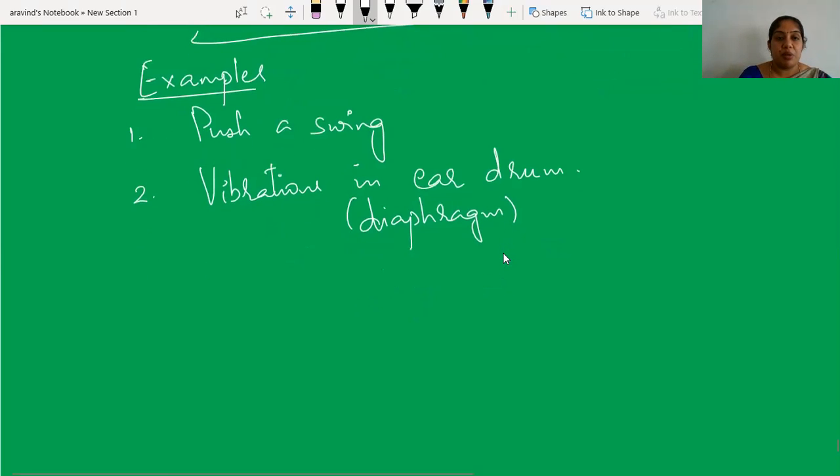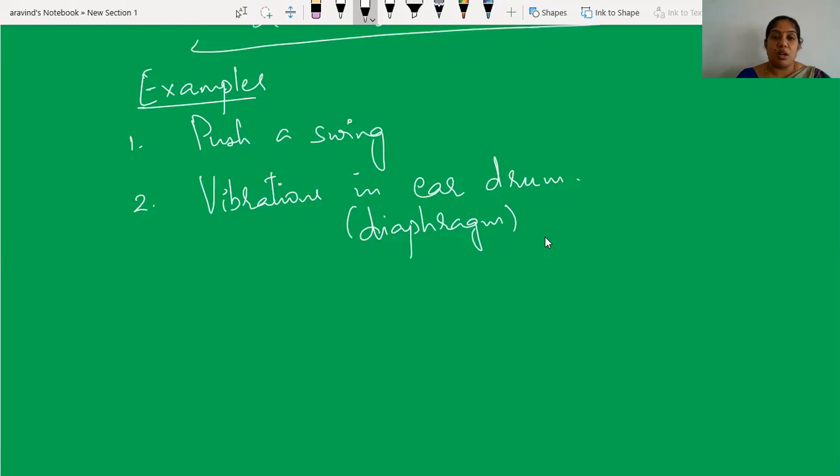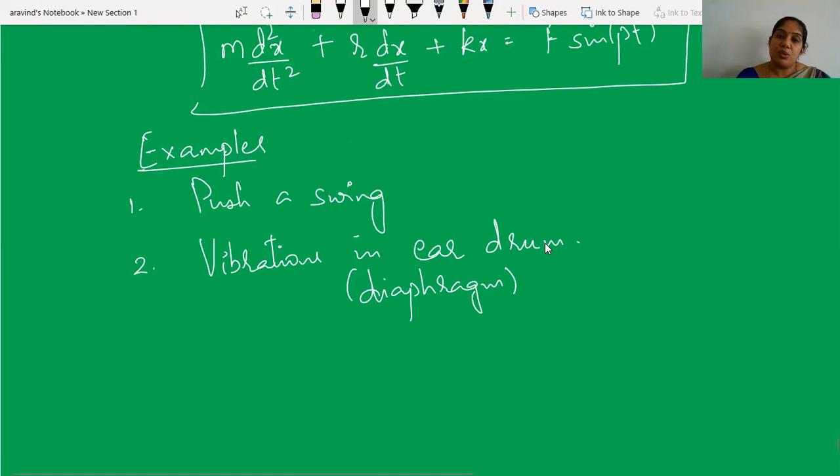So we can give many more examples like this, where the oscillations do exist as long as the driving force or the cause is existing. Once you remove the applied force, the oscillations become damped oscillations and they die naturally after some amount of time. Thank you.